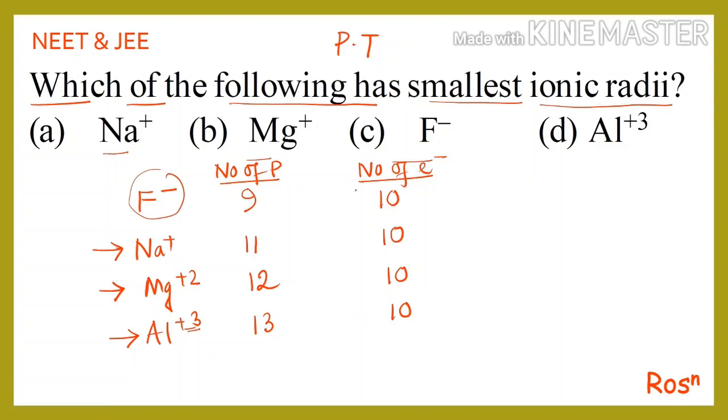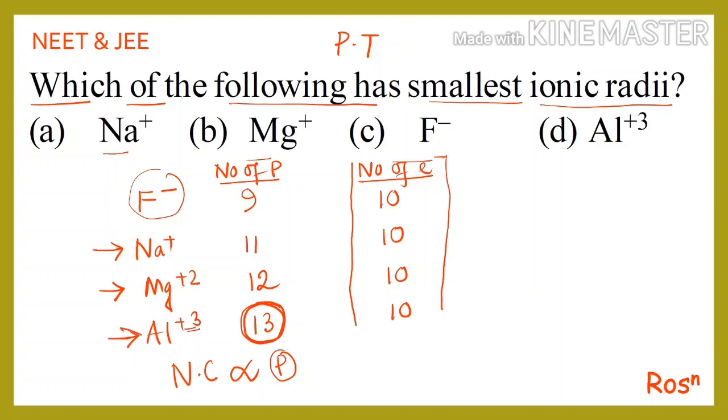Clear? Now you see all the cations and anions contain the same number of electrons, but the difference is the number of protons. Now you know the nuclear charge is directly proportional to the number of protons. So the attraction of the nucleus is high where the number of protons is high. So here the ionic radius is smallest.